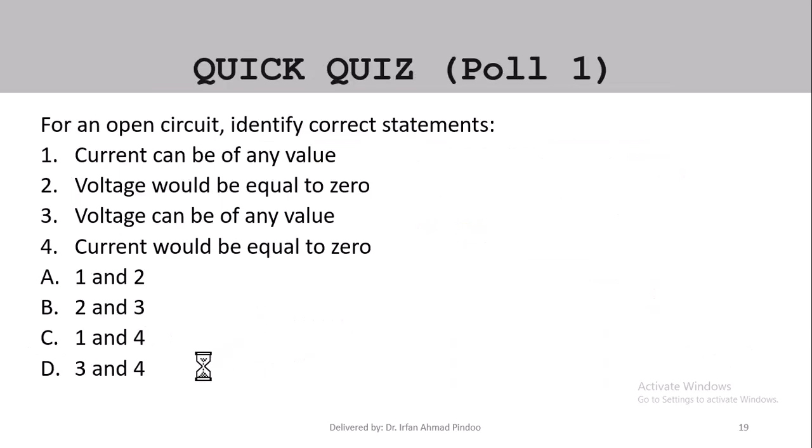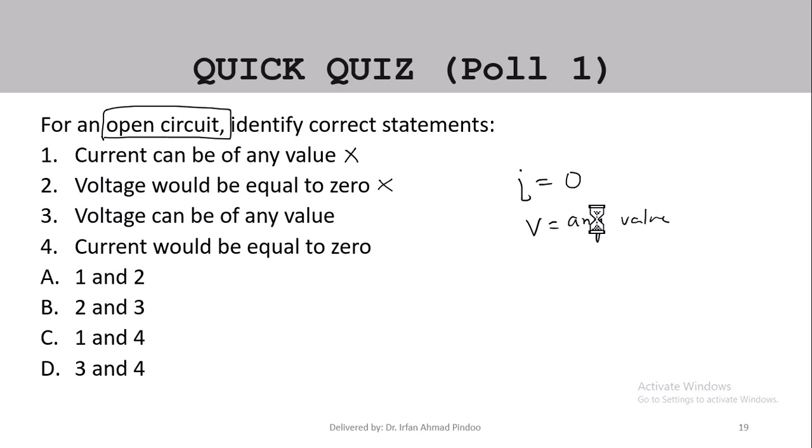Now we have one small numerical. For open circuit, you have to identify the right statement. First option: for open circuit, current can be of any value. Is it right? We know that current will be 0 in this case, so this is a wrong statement. Voltage would be equal to 0. This is also wrong, because voltage can be of any value. So this statement is right, 3 is right. Current would be equal to 0 is also right. So option D is correct over here.